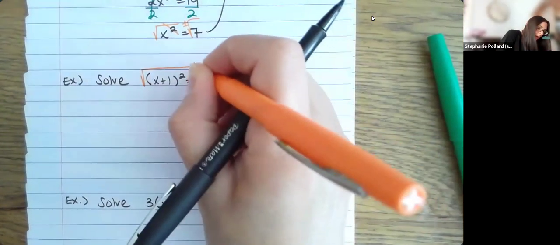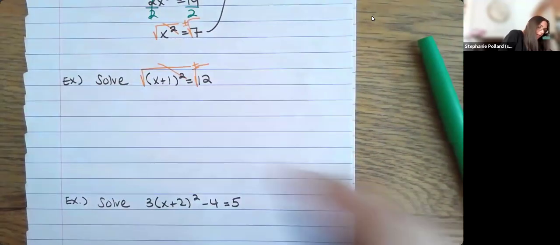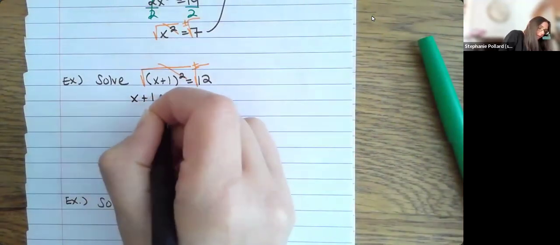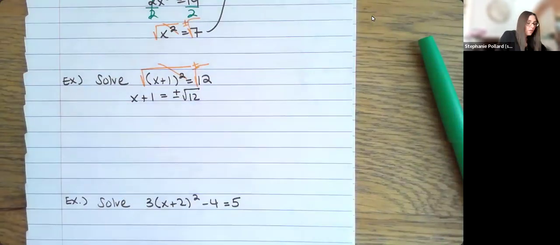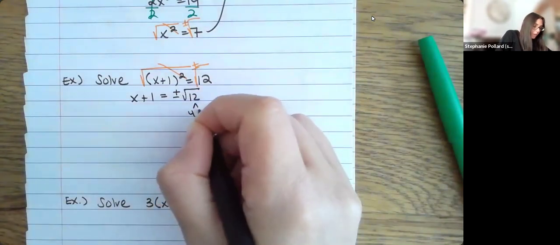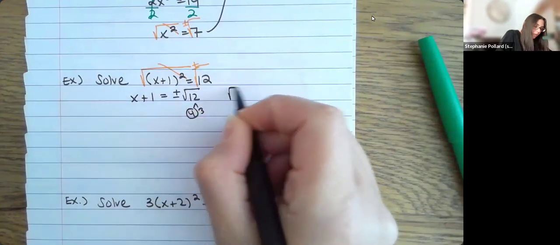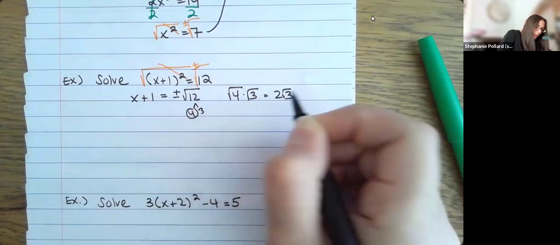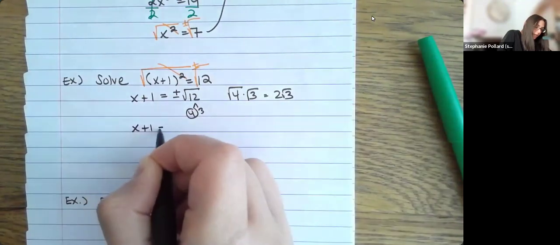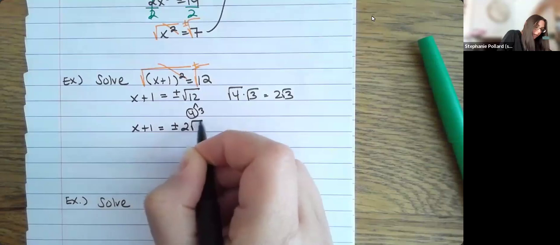And again, plus or minus. So on the left side, I'm going to have x plus 1. On the right side, I have plus or minus root 12. Now, 12 is 4 times 3. So I can break this down a bit. I get root 4 times root 3. So that would be 2 root 3. So I have x plus 1 is equal to plus and minus 2 root 3.